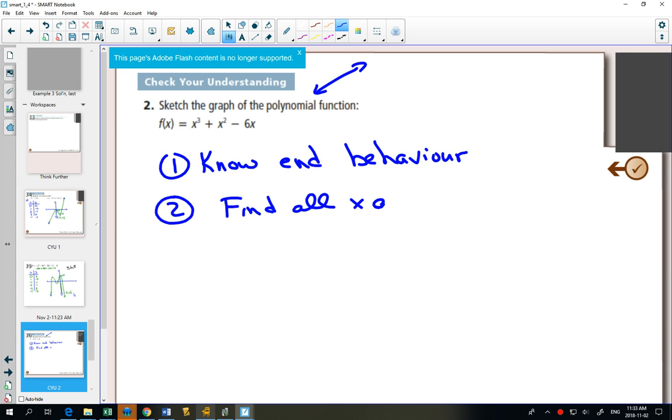find all x and y intercepts. How do we find our x and y intercepts? You'll feel better now that you hear the dumb questions that we ask everybody.